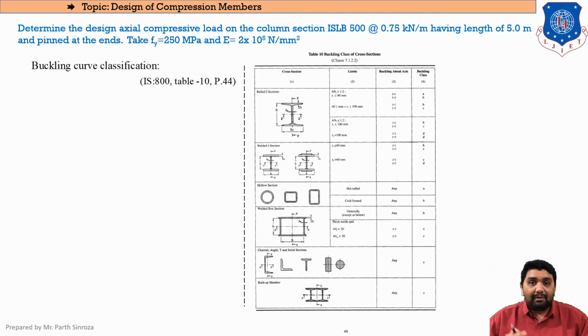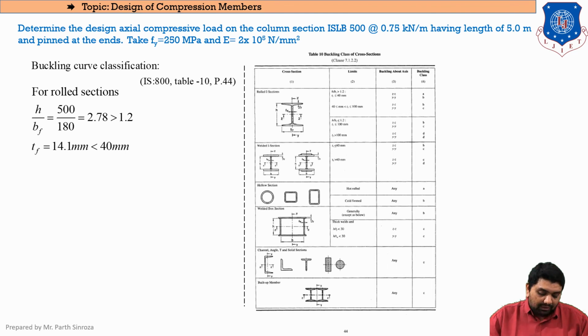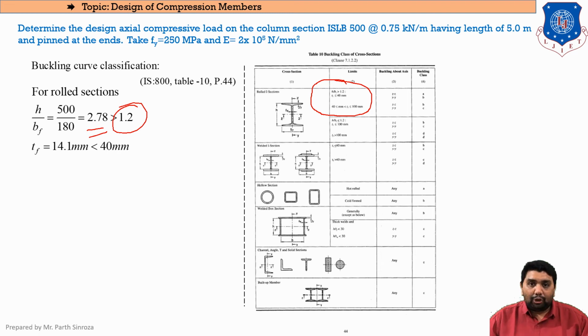So the first step to find the buckling class will be to find the ratio of H upon BF. H will be the total height, that is 500, and BF will be the width of flange. So here 500 upon 180, that is the width of flange, comes out to be 2.78, that is greater than 1.2. So if it is greater than 1.2, then we will be using this case. So this box is completed, we will be using the upper box and not the lower box.